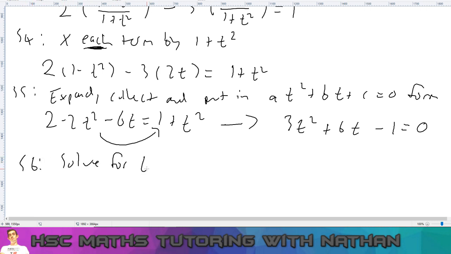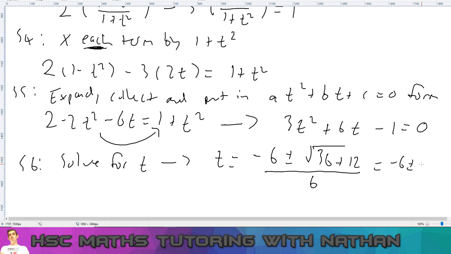Solve for t. So if you're smart enough to get to this stage, I'm pretty sure you know how to solve this. Simply, we're just going to use the quadratic formula in this case. Make it straightforward. Minus 6 plus or minus the square root of 36 plus 12, over 6. That's minus 6 plus or minus square root 48 over 6. I'm just going to leave it like that. We don't need to simplify because we're solving for x, not t.